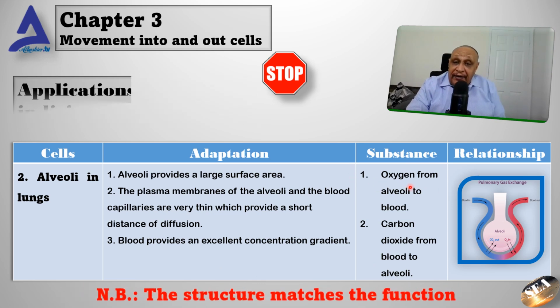Substances, oxygen from alveoli to blood, and also carbon dioxide, because you see, you eat, you make your metabolism, you do anything, and then you produce CO2, which is carbon dioxide. And you have to get rid of this carbon dioxide. The blood takes this carbon dioxide to the lungs, and the same process happens.